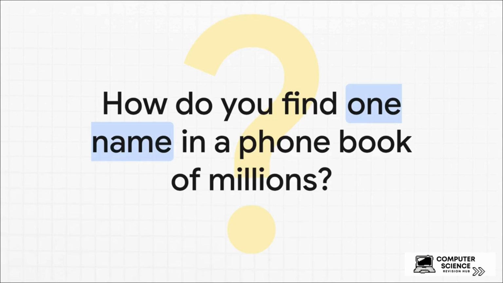Picture this: I hand you a massive phone book with millions of names, but they're all jumbled up, totally out of order. And I tell you to find John Smith. I mean, where would you even start? This is exactly the kind of problem computers are solving all day, every day. And how they do it, it's pretty fascinating.